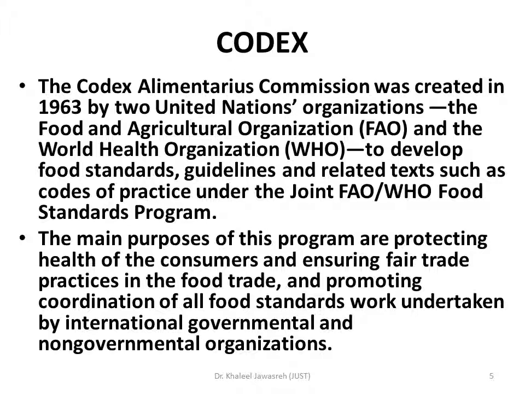The Codex Alimentarius Commission was created in 1963 by two United Nations organizations, the Food and Agriculture Organization, which is FAO, and the WHO, the World Health Organization. It is also a commission. It was established to develop food standards, guidelines, and related texts, such as codes of practice, under the joint FAO-WHO Food Standards Program. This Codex is very important.